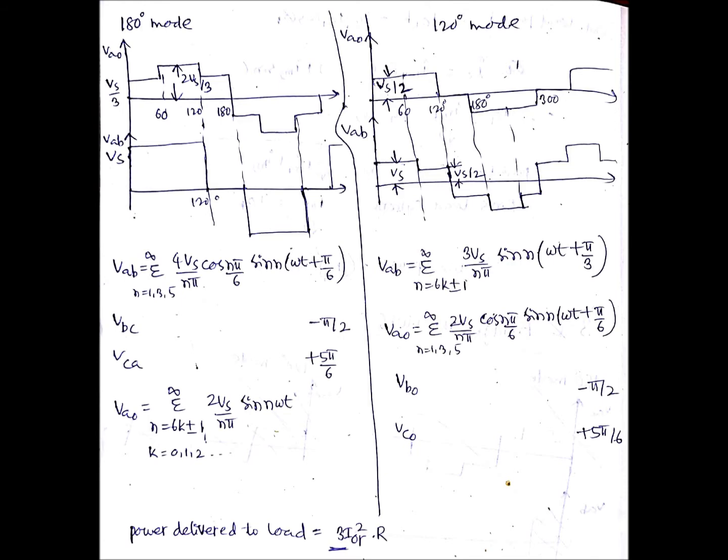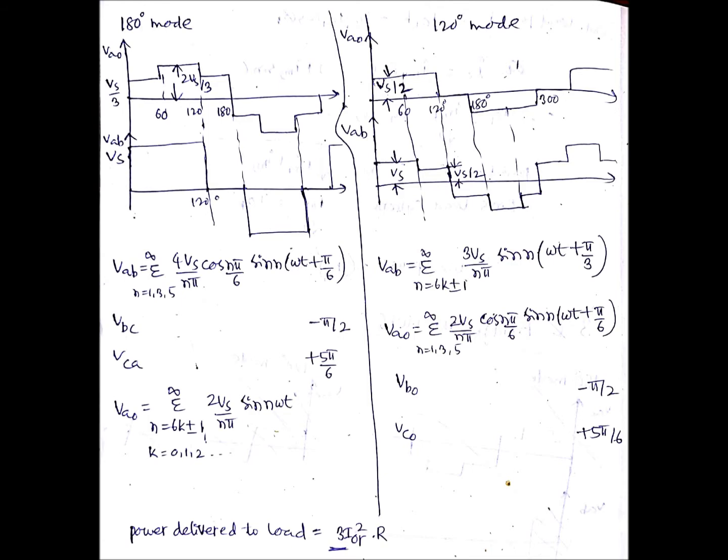But if you observe in case of 120 degree mode, a similar kind of waveform will be there for line to line voltage. But the starting point is not the same, because there at omega t equal to 0 the voltage is Vs by 3, but here it will be Vs. And here also the voltage levels are not Vs by 3 and 2Vs by 3. As it is line to line voltage, here the voltage will be Vs and Vs by 2.